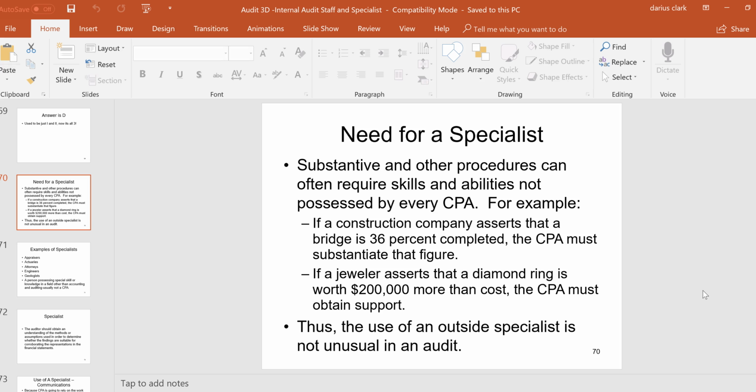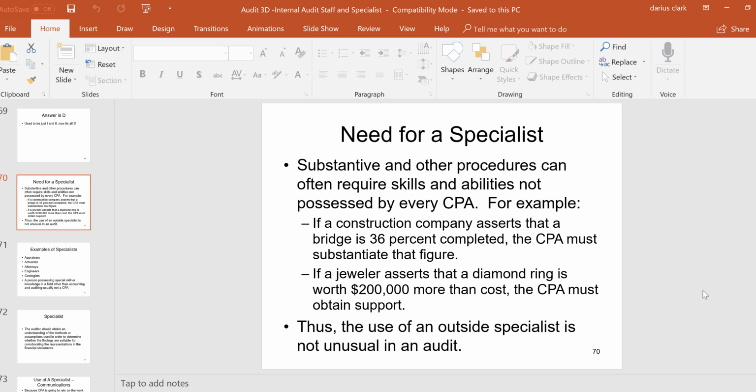But if everything goes well as expected and the specialist comes in and says, yeah, 36% give or take a couple, that's about right, then we wouldn't even mention it in the audit report, although we would document it in our audit documentation that we used the specialist and the specialist corroborated the figure. So that's just one example of when we would use a specialist.